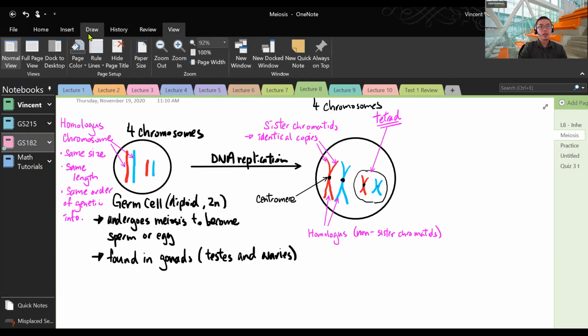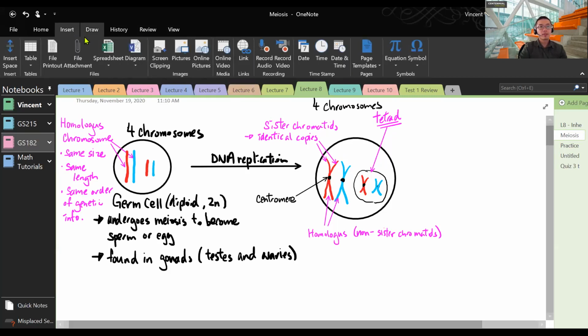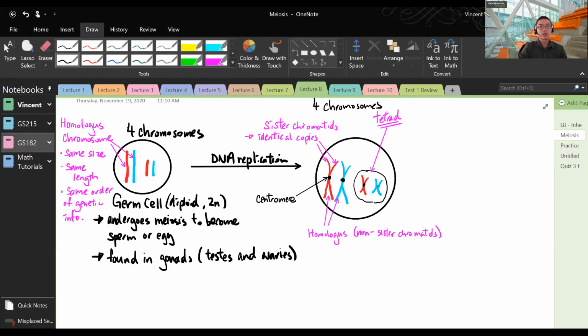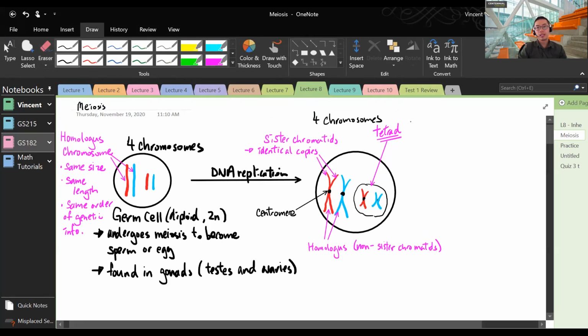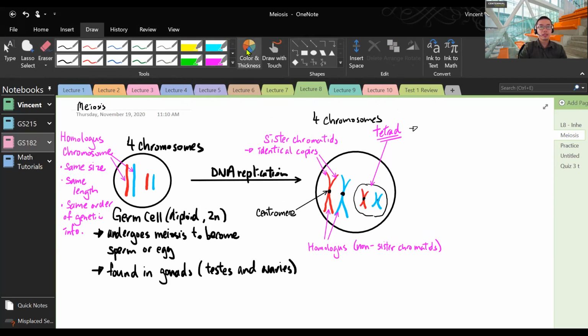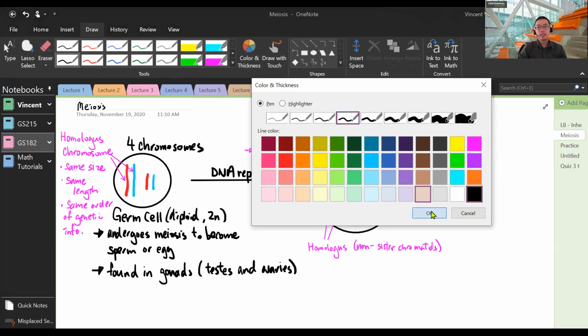What else happens here? During this formation of the tetrad, you will also have what's called crossing over. I'm going to put it right here. Choose a thicker pen. Tetrad.